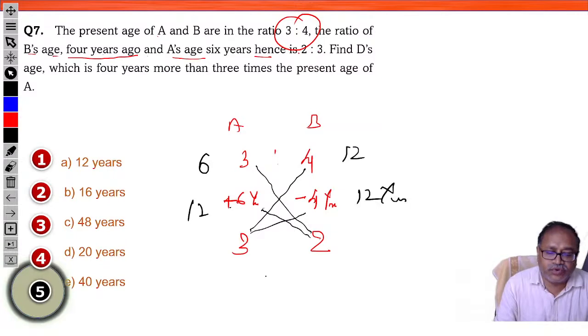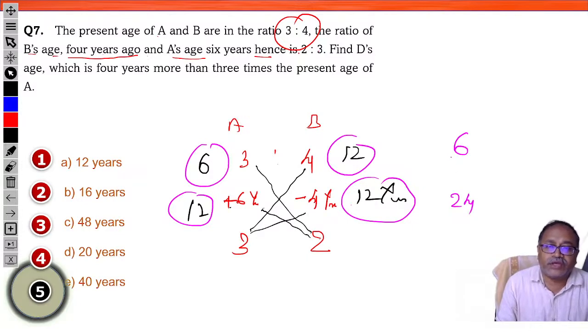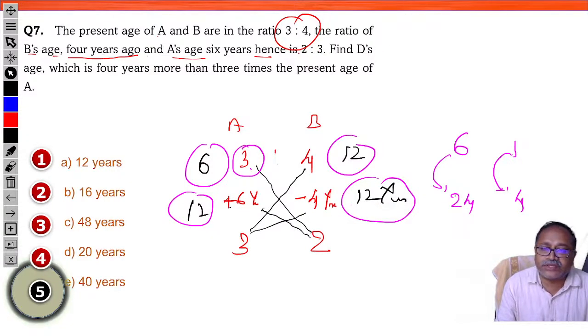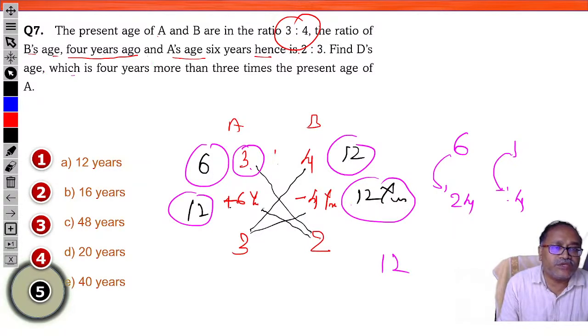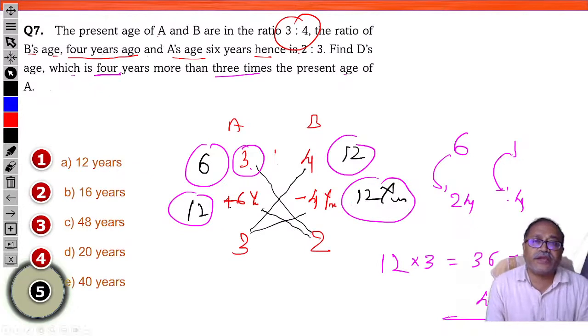So now this is 6 parts, this is 12 parts, the difference is 6 parts, this is 12, and the minus of minus 12, that's 24. So 6 parts is 24, 1 part will be 4. So A's age is 3 parts, 3 into 4 is 12. And it is said that D's age is 4 years more than 3 times the present age of A. So 3 times the present age of A is 36. How many years more? 4 years more, so add 4. So I am getting 40 years. So we are not taking X here. Aman, is that okay, my brother?